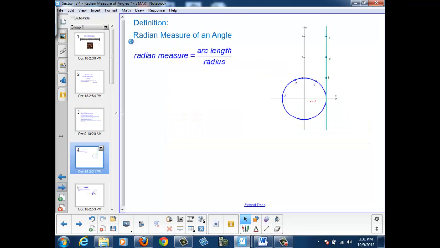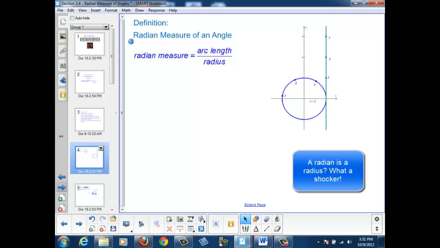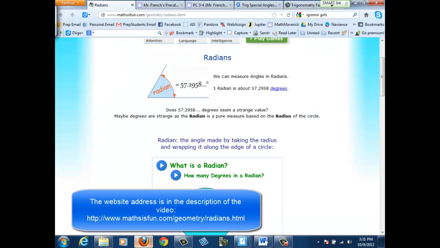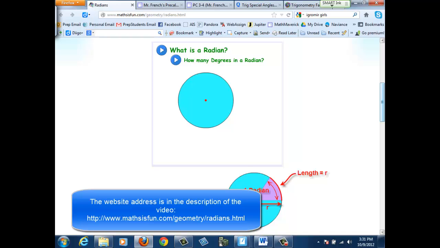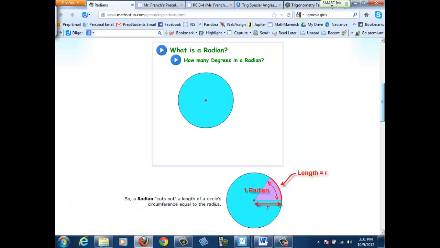What is a radian? Well, here's a surprise. A radian is a radius. Who would have seen that coming? But what does that mean? Well, here's a website that explains that a radian measure is just the arc length around the circle divided by the radius. A radian is a radius wrapped around the circumference of our circle.